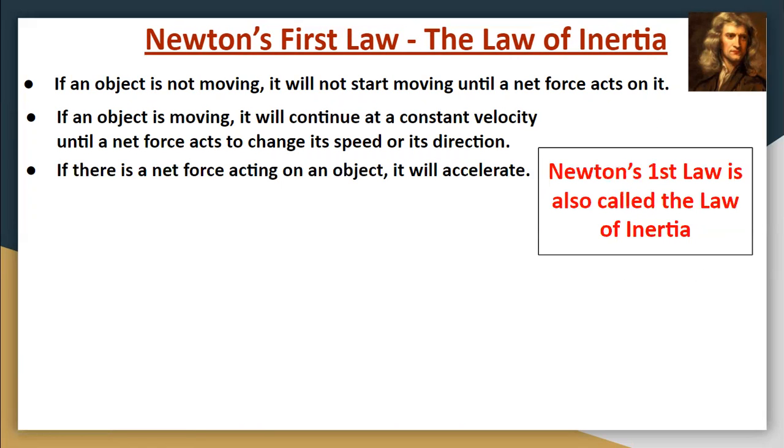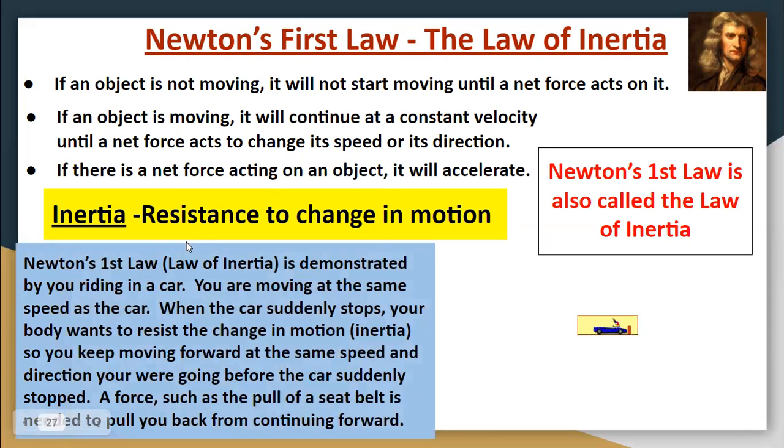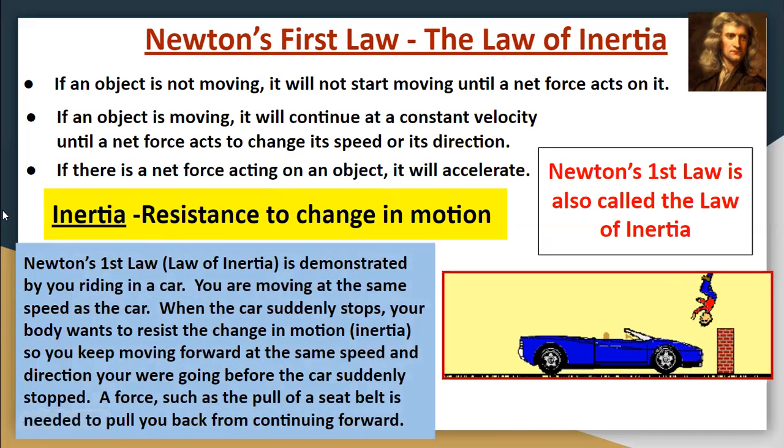So this is called the law of inertia, Newton's first law. What is inertia? That is a resistance to change in motion. An object at rest is going to resist getting pushed to move forward. An object already in motion is going to resist a change to stopping it or a change to its changing its direction. So Newton's first law of inertia is demonstrated by you riding in a car.